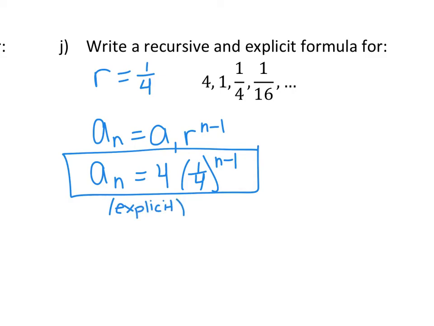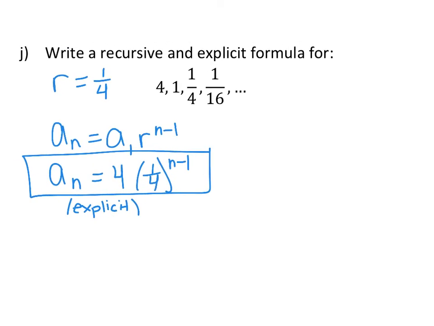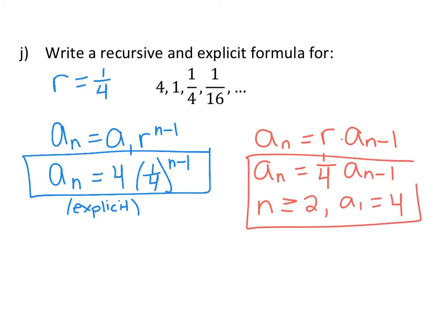Let's find our recursive. Our recursive formula is a sub n equals r times a sub n minus 1. So a sub n equals our common ratio of 1/4 times a sub n minus 1. And we need to write our parameters. N is greater than or equal to 2, and our first term is 4. And this one's our recursive.